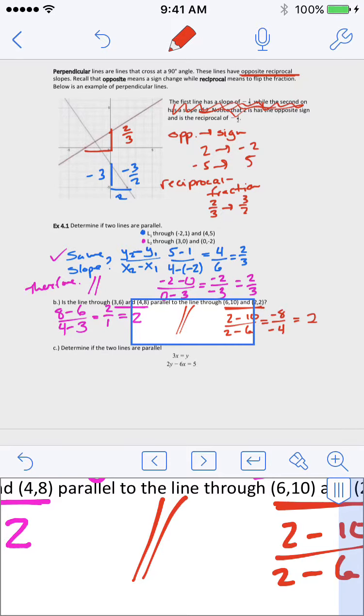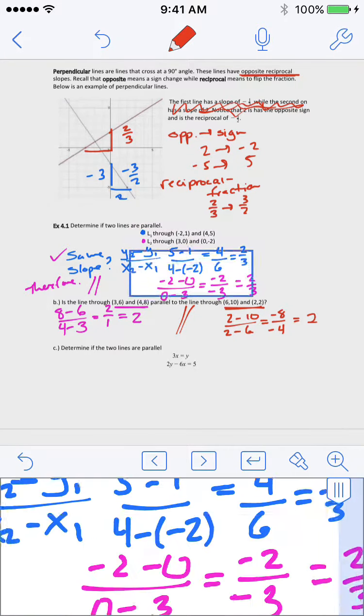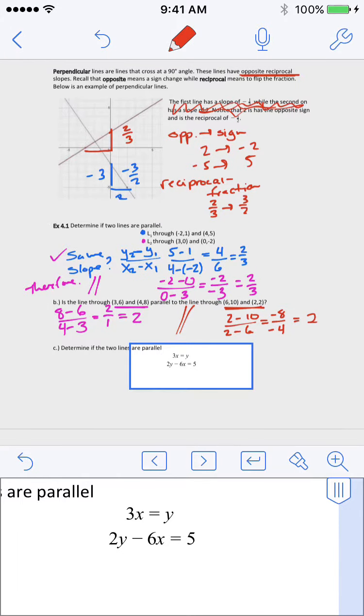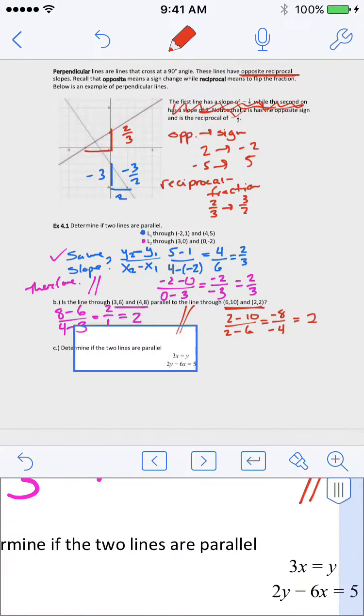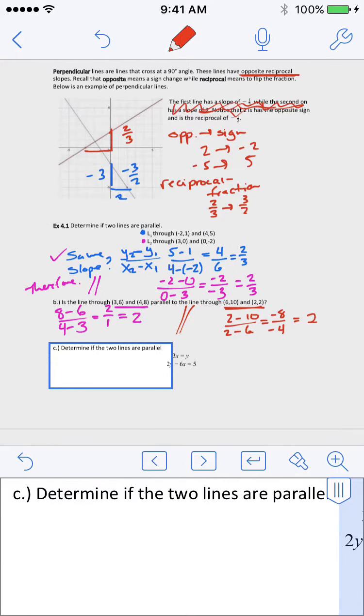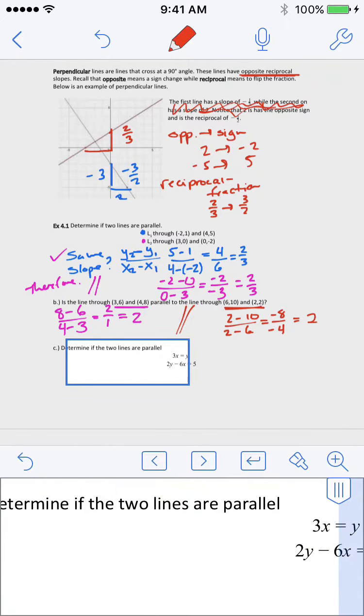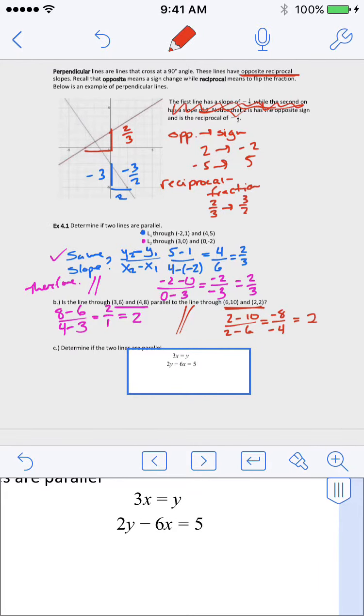Sometimes, however, they don't give us 2 points, right? In this one, they gave us 2 points. This one gave us 2 points. But we've seen many times that they don't give us 2 points, right? We've seen a whole bunch of times there are 2 points, and we're given the slope. How can we determine if 2 lines are parallel given 2 equations? What else can we do? Well, we could plug in until we found 2 points that work, and then we could go that way. Or instead, we could just find the slopes using the equations.